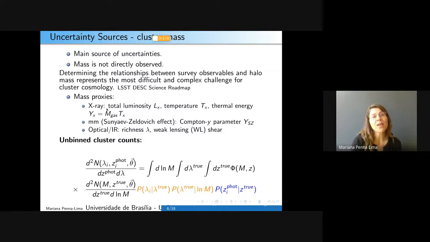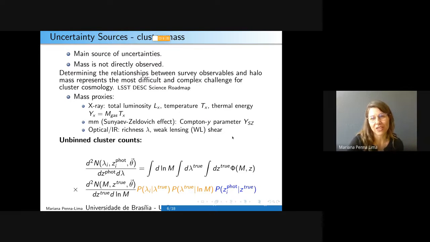And for example, we have some mass proxies. From X-ray, you can use the total luminosity or the temperature or the thermal energy. From the millimetric, you also have the Compton parameter. From optical and near infrared, you can use the richness. Richness you can usually consider as the number of galaxies that belong to a cluster. And the weak lensing shear.